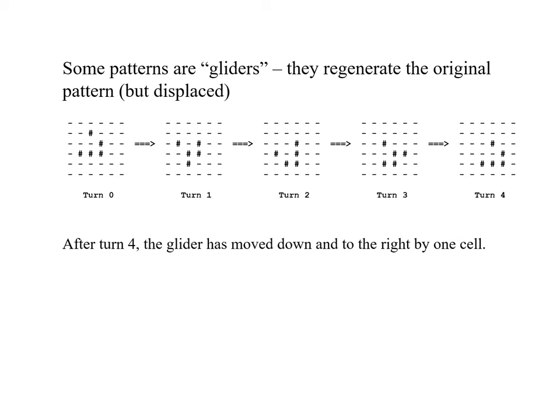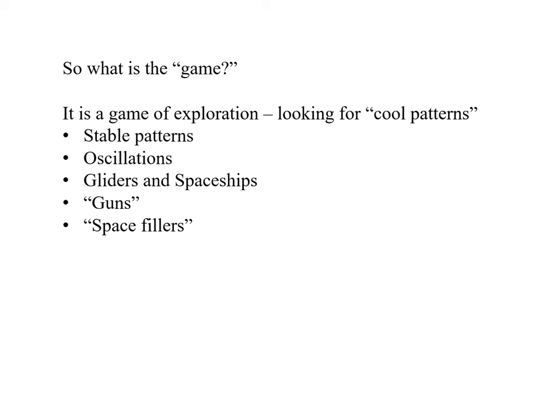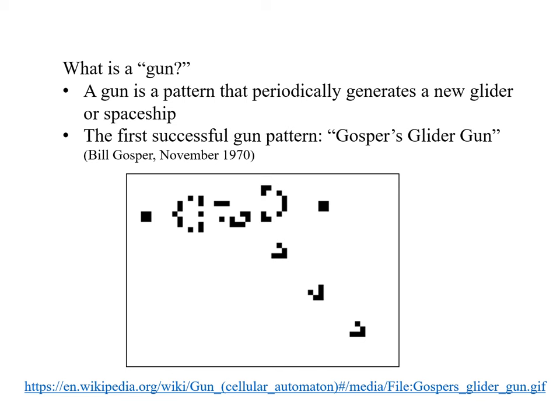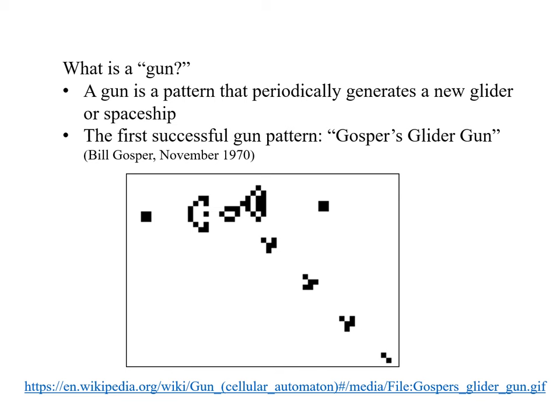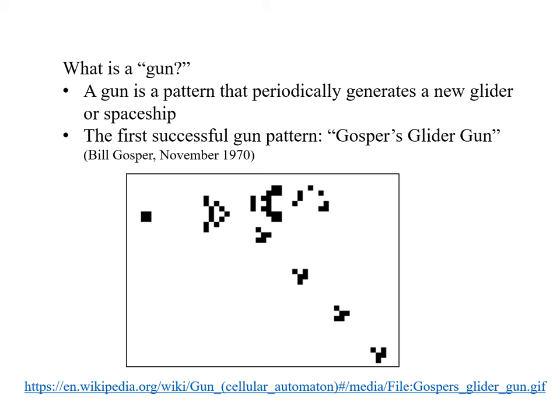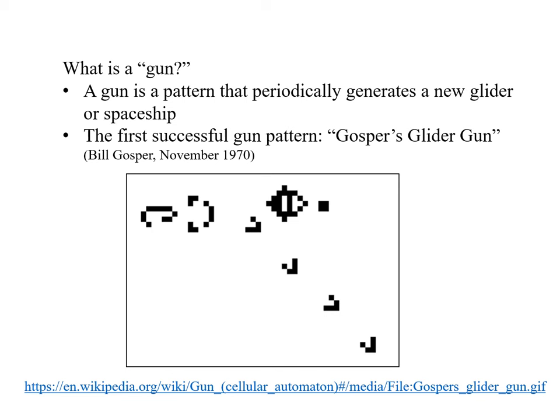So what's the game of the Game of Life? It's a game of exploration looking for cool patterns, stable patterns, oscillations, gliders and spaceships. Spaceships are kind of like gliders, except they're bigger and they move straight across. Guns and space fillers. Well, what are guns? Guns are not like what you have in most video games. Guns are patterns that cycle. They're periodic. They just regenerate, go back to the original thing. But then they emit gliders or spaceships.